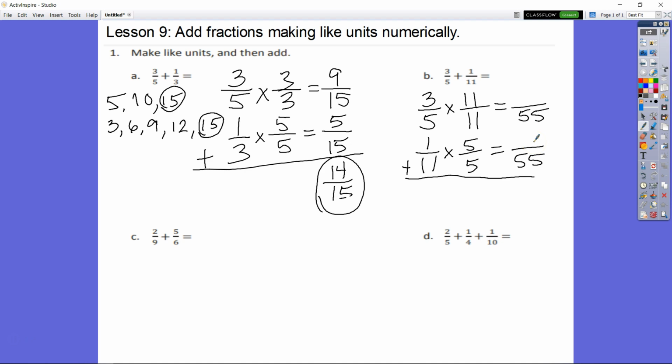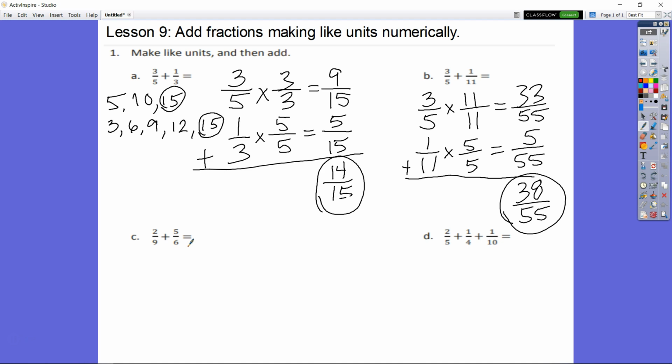All right, so now we're just going to multiply across, say, well, 3 times 11 is 33. 1 times 5 is 5. 33 plus 5 is 38 over 55. 38/55 would be our answer. So let's go ahead and take a look at C here.